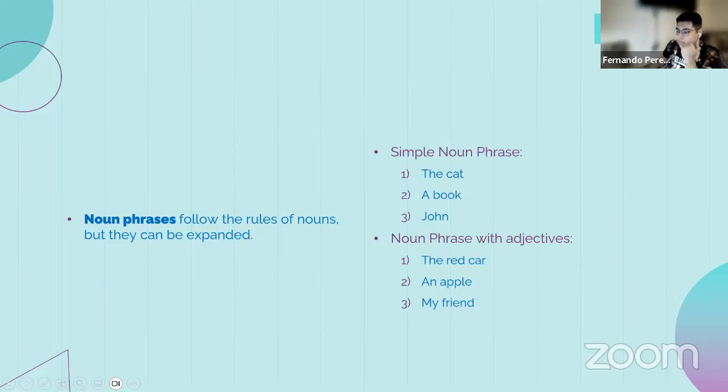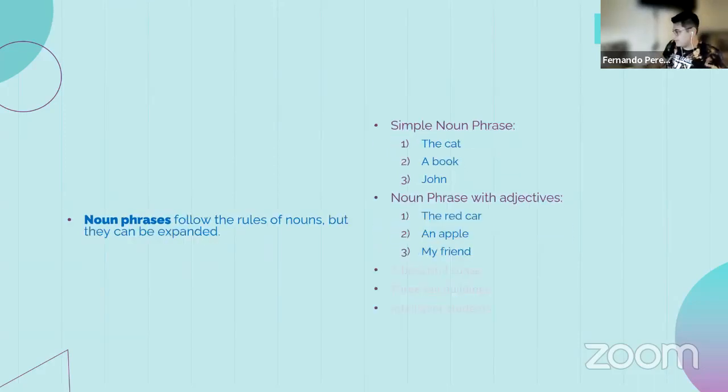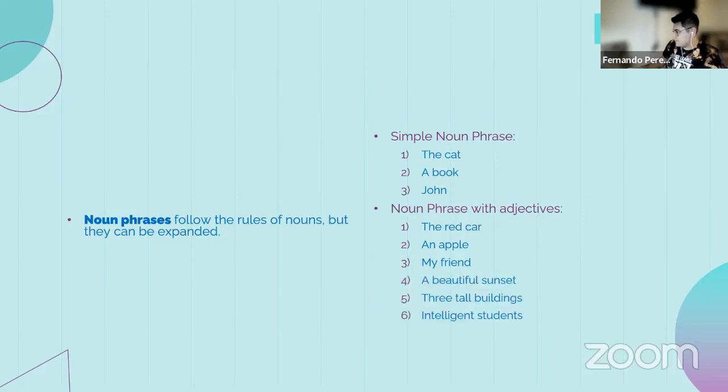But then you can use more adjectives. For example, a beautiful sunset. Now it's a little bit more complex. We have more information. Beautiful. Three tall buildings. Now there is no article, but you have a number. You see? If you want to find the noun, consider all the words that go together.